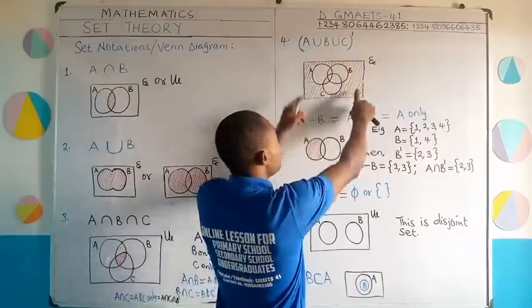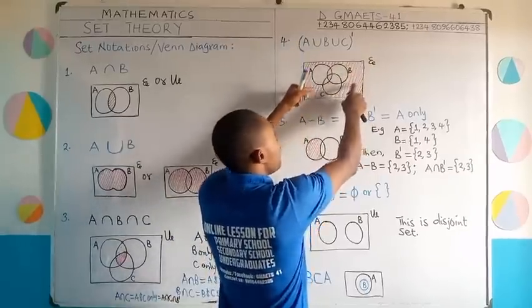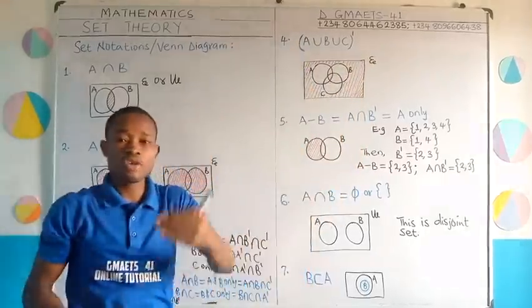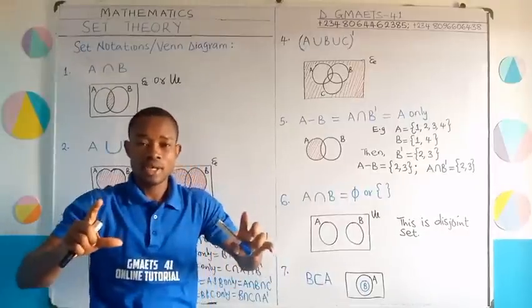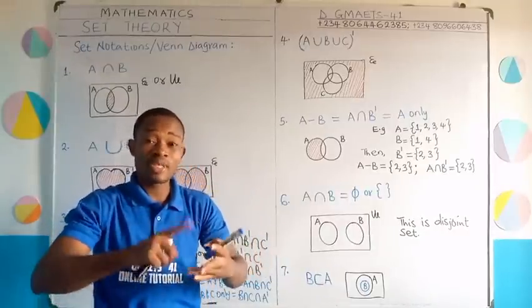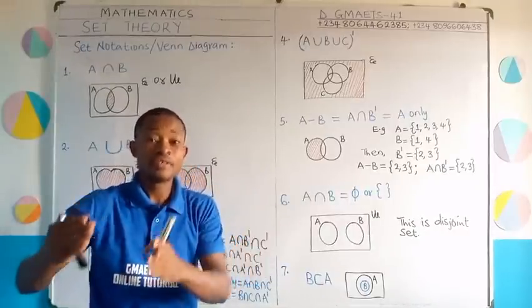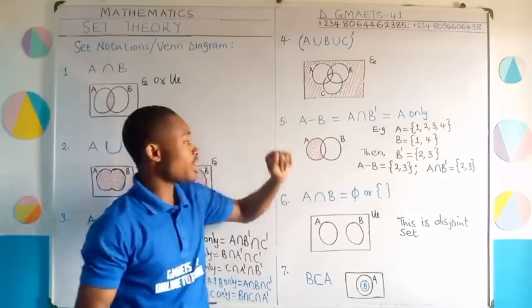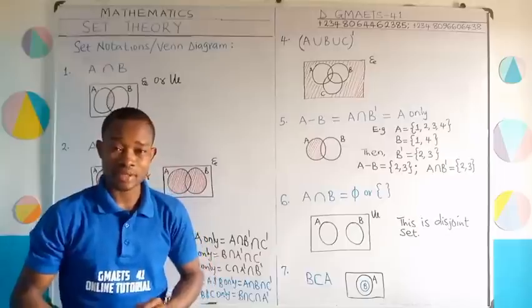Is that okay? Any element written in this shaded portion is an element which belongs to the set (A union B union C) complement. And like I said, it simply means that A, B, C do not have these elements. We move on to the next one, difference of two sets.